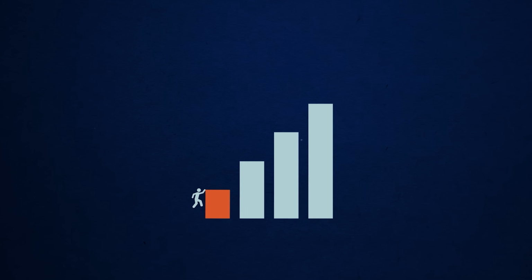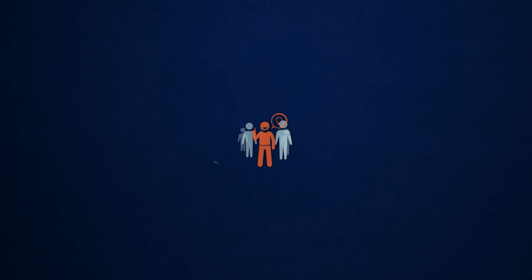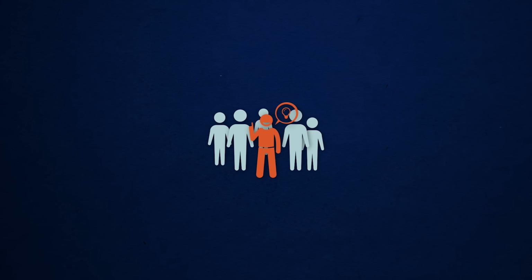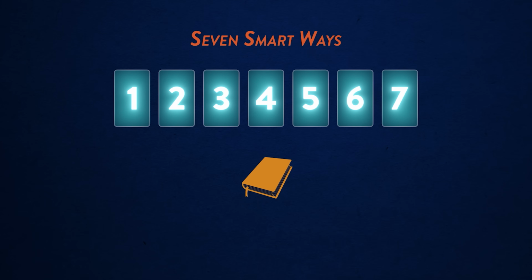Listen, cliffhangers are great, but they're also the most basic level of creating tension, and sometimes they can just feel a little artificial. A lot of writers rely on them too much, and it starts to get stale if that's the only tension technique you know. So we're going to look at 7 really smart ways that you can create tension in your book, other than just interrupting at the end of a chapter.